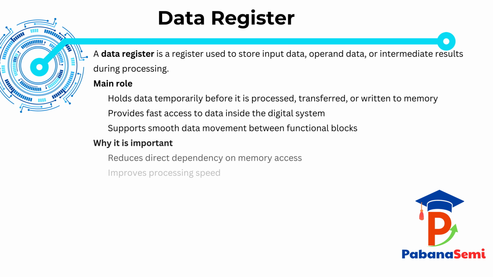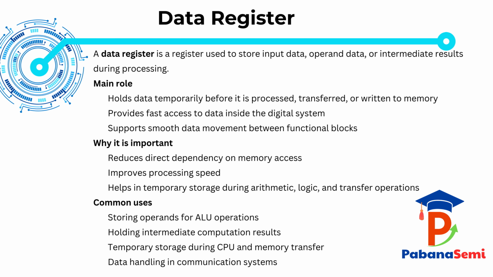This slide explains the data register. A data register is used to store input data, operand data, or intermediate results during processing in a digital system. Its main role is to temporarily hold data before it is processed, transferred to another block, or written to memory. By storing data locally inside the processor, it allows faster access and smooth movement of information between functional blocks.